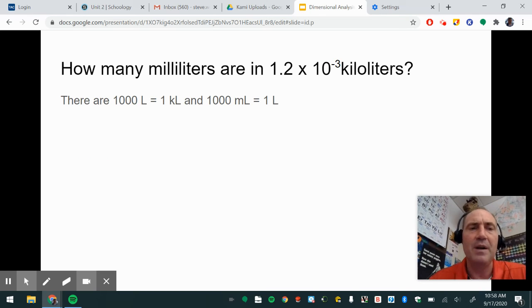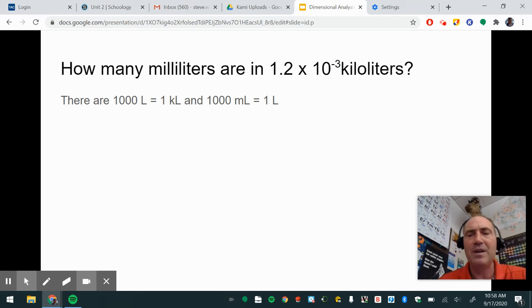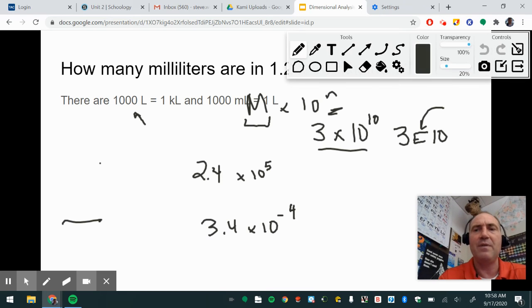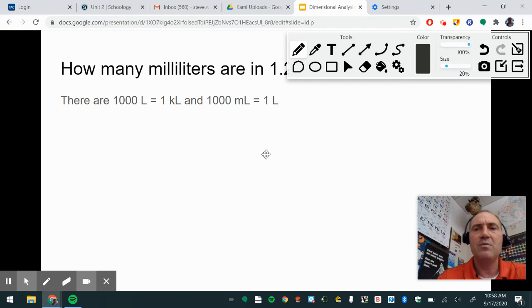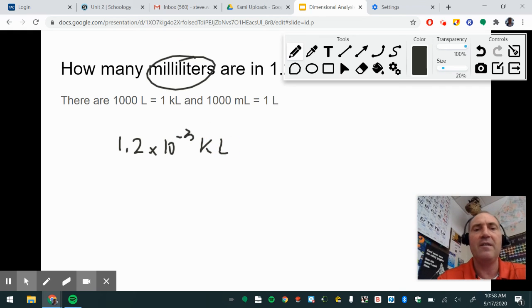Look at this one. You're going to be doing a lot of metric prefixes, and you might end up with different ways of doing this. This is done the same way. You use these conversion factors in such a way to cancel stuff out. If you take a look, we have 1.2 times 10 to the negative third kiloliters, and you're trying to figure out how many milliliters that is. You always start by writing out your initial value.